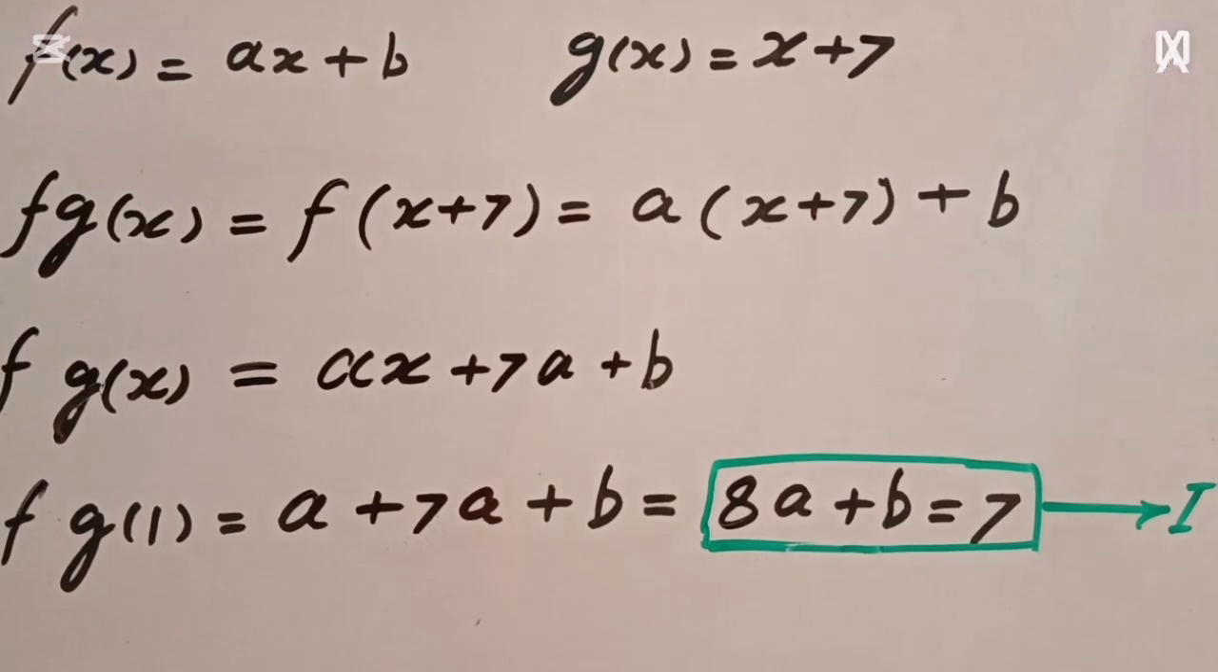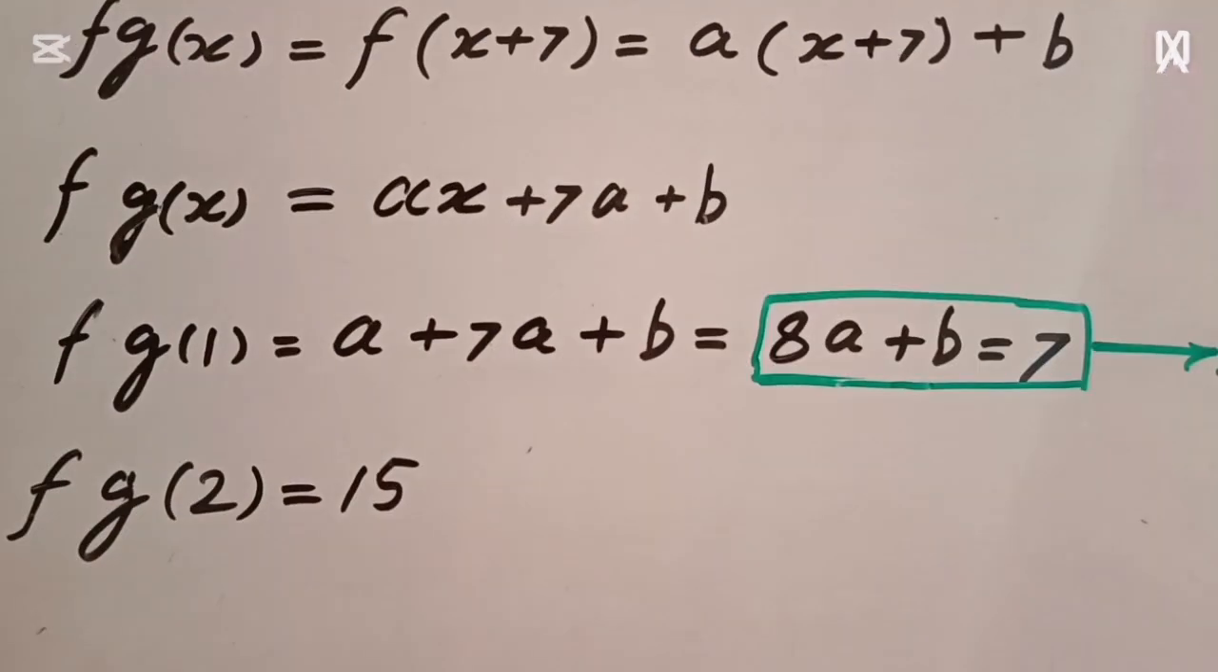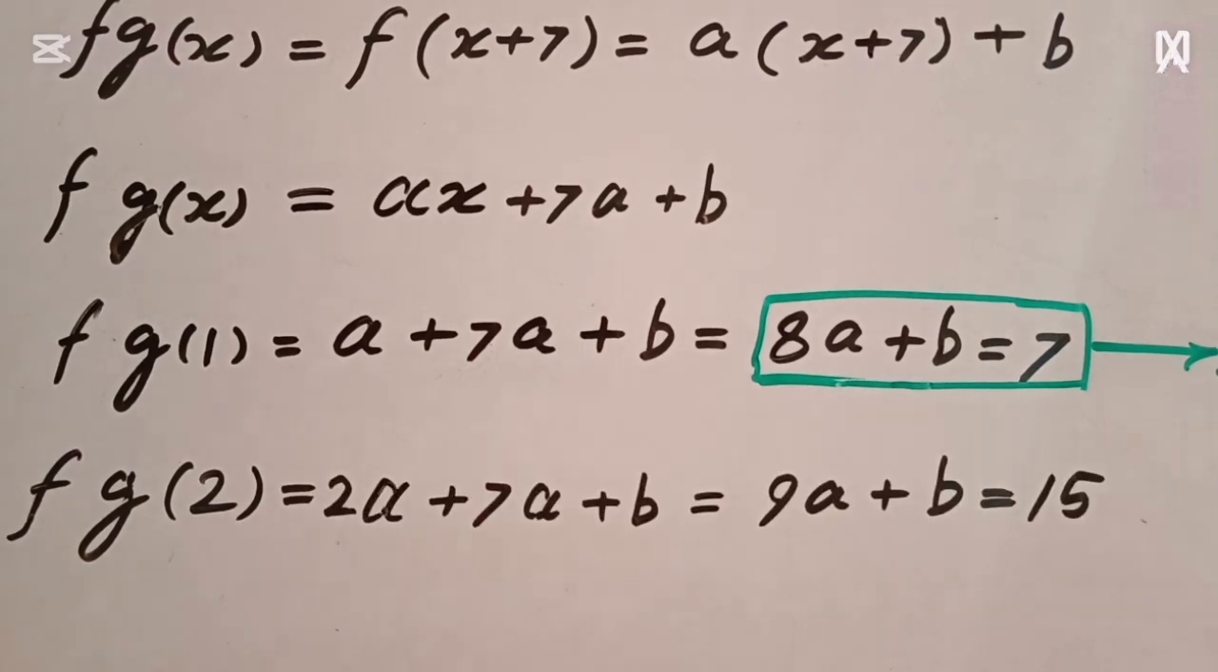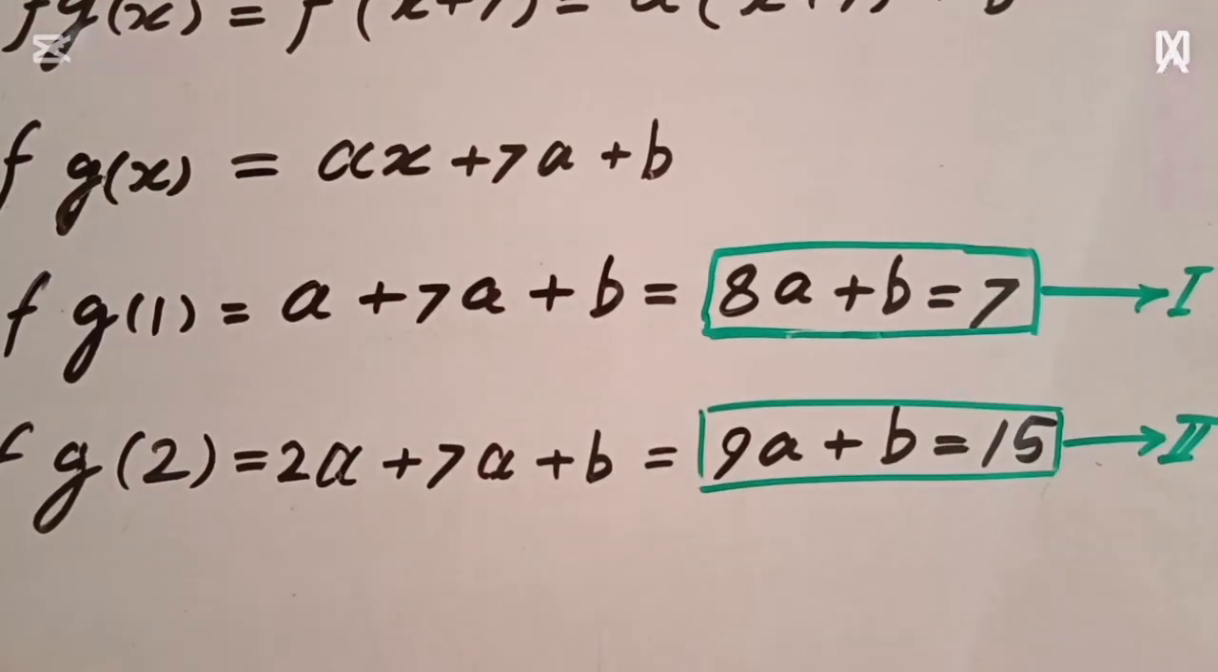This way, the first equation we have developed is 8a + b = 7. It is given that f(g(2)) = 15. With the help of it, we will develop the second equation. f(g(2)) we have calculated as 9a + b, and it is given that this is equal to 15. Now we have developed the second equation. Now we will solve them simultaneously to find the values of a and b.